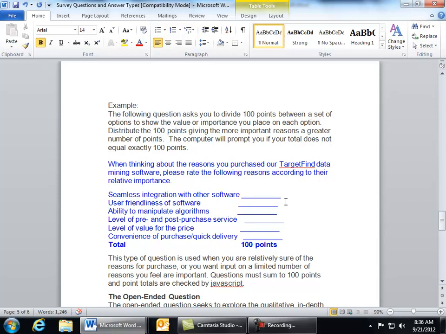When thinking about the reasons you purchased our Target Find data mining software, please rate the following reasons according to their relative importance: seamless integration with other software, user friendliness of software, ability to manipulate algorithms, level of pre- and post-purchase service, level of value for the price, convenience of purchase / quick delivery, and that would equal up to a total of 100 points.